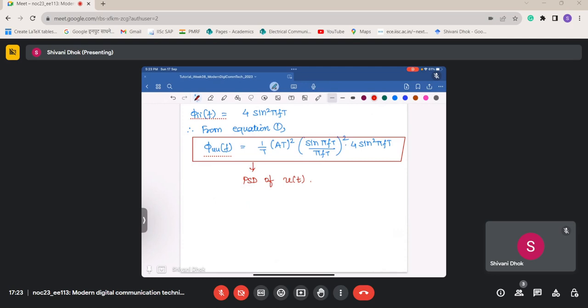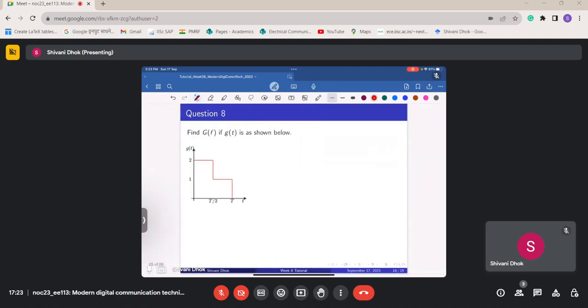Okay, if there are no questions, then let's go for the 8th question that I had planned to cover today. So what we need to do is find G of f if g(t) is as shown in this figure. Okay, so this is the g(t) that we are having, and we know that this G of f is simply the Fourier transform of g(t). So let me write it explicitly.